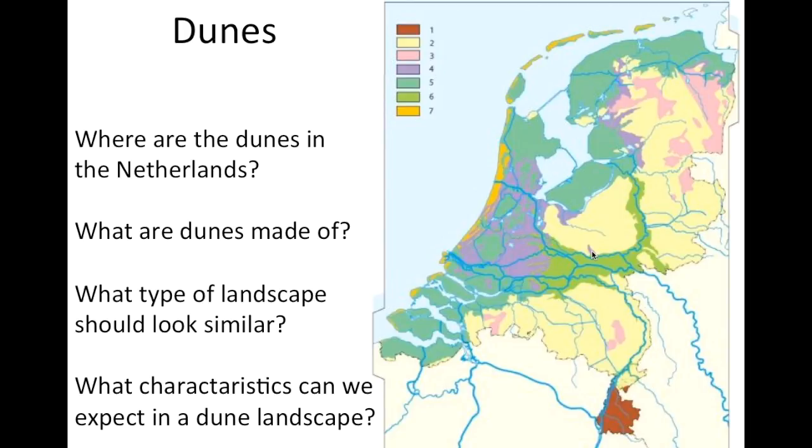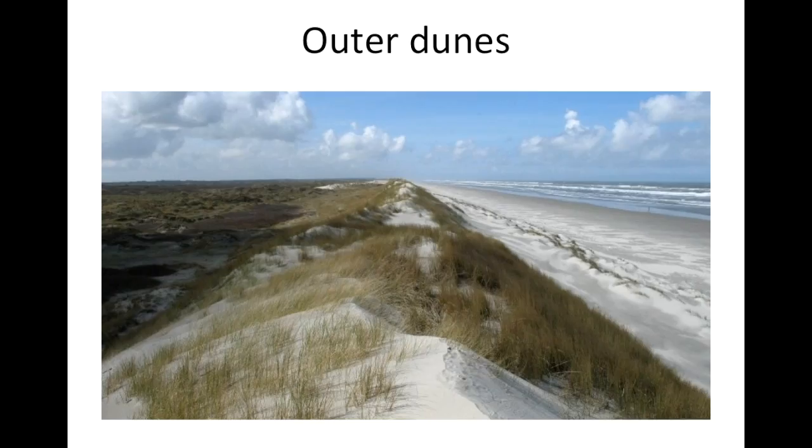And what characteristics can we expect in a dune landscape? Well, sour soils, not a lot of water down there because it infiltrates. Not a lot of different types of plants and animals down there because the ecosystem cannot support so much, because the soil is very infertile.